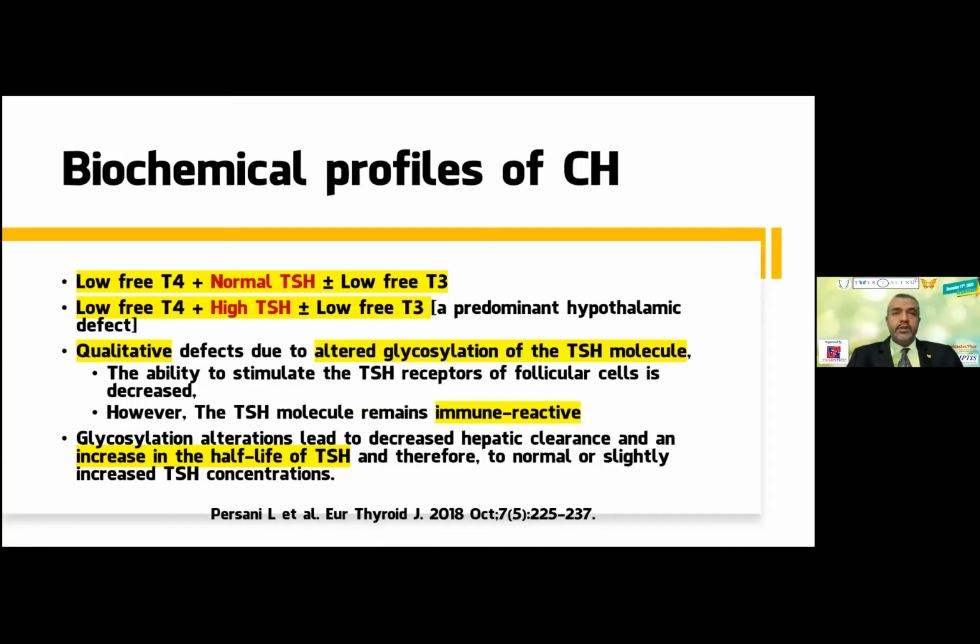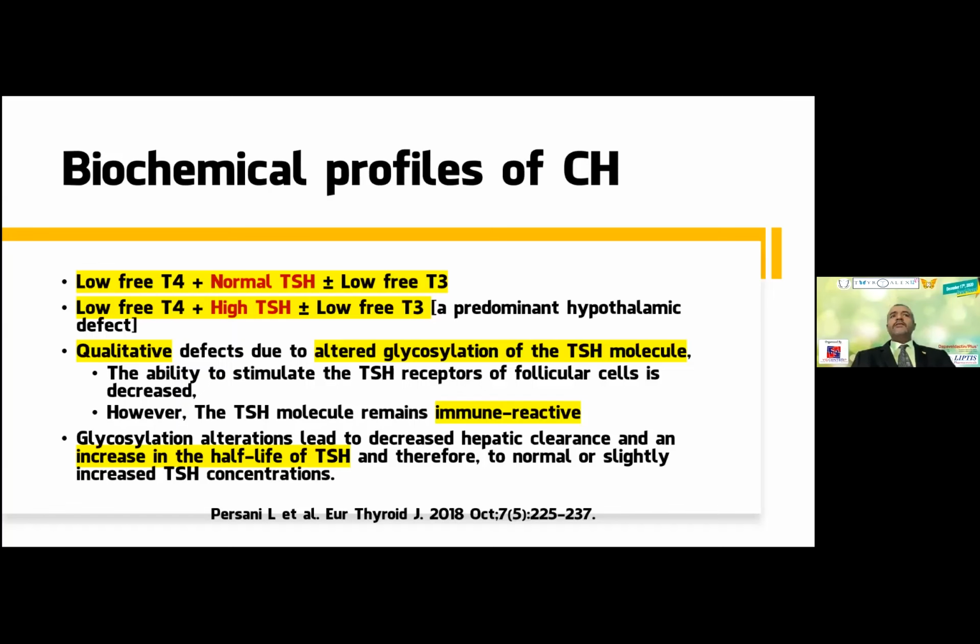So how come in a patient with central hypothyroidism, where we have a defect in the pituitary or the hypothalamus or both, that we have TSH within normal or maybe even high? Because these patients have qualitative defects in the TSH molecule. These qualitative defects cause two things. The first, the ability of these defective TSH to stimulate the TSH receptor is decreased. However, they are still immunoreactive, and so they can be detected by immunoassays. Again, this defect leads to decreased clearance, and that is why you may have either inappropriately normal TSH or maybe increased TSH.